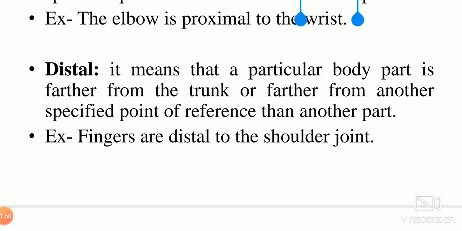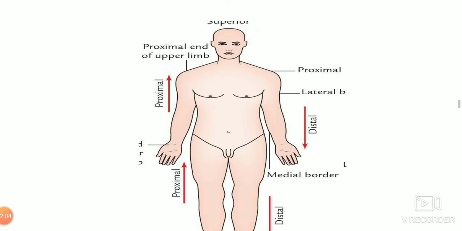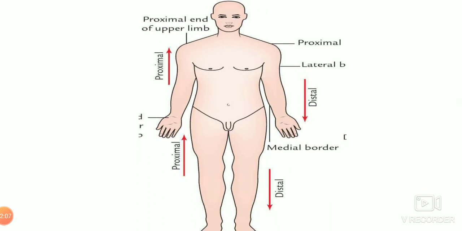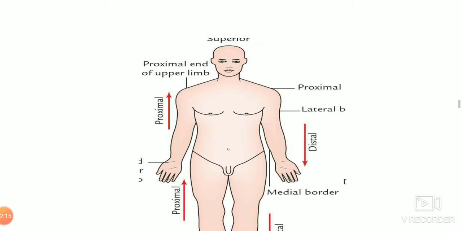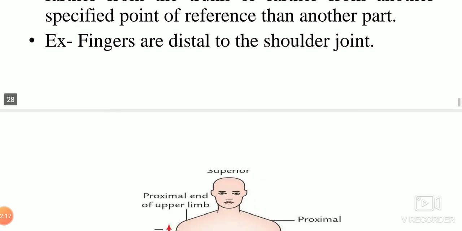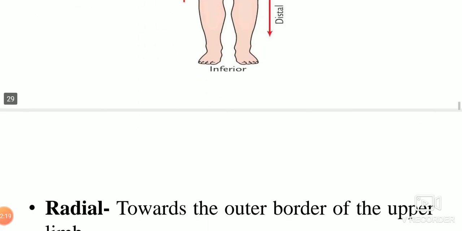Distal means that the particular body part is further from the trunk or further from another specified point of reference than another point. Fingers are distal to the shoulder joint. Here in the diagram we can see the shoulder joint is proximal to the neck and the feet are distal to the head or neck. That means one is near and the other, the feet, is far.